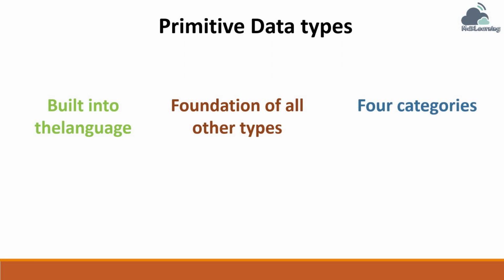Now there are 4 categories of primitive data types. They're the integer types, the floating point types, the character type, and the Boolean type. So let's look first at the integer types. And there are several different integer types, but the only difference between each one is the range of data that it can store and the size that it takes up.